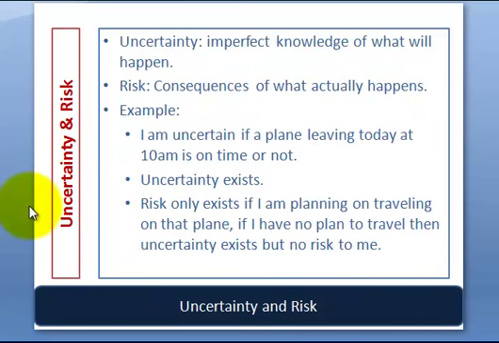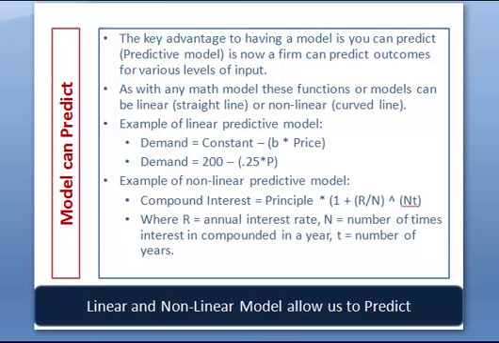Let's talk a little bit about uncertainty and risk in models. Uncertainty is the imperfect knowledge, and risk is the consequences. For the difference, say a plane was leaving today at 10 a.m. There's uncertainty as to whether it's going to be on time or not. There's always uncertainty in the airline business. But there's only risk to me if I'm traveling on that plane. If I'm not traveling on that plane, there are no consequences to me whether it's on time or not. So uncertainty is the imperfect knowledge, and risk is the consequences. So you can have uncertainty without risk.